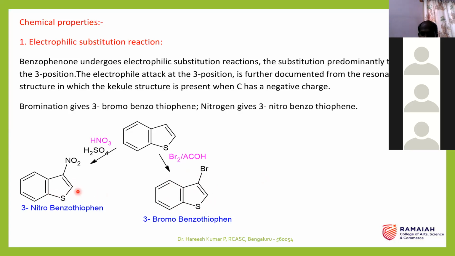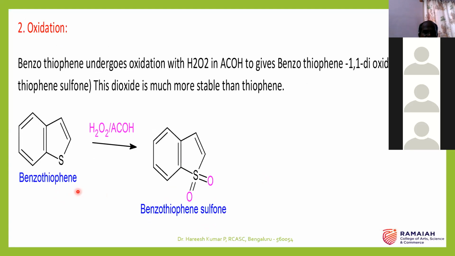With this, I will go to the next chemical property. The next chemical property is oxidation. Here the oxidizing agent is hydrogen peroxide. Hydrogen peroxide will add an oxygen to the sulfur. If it adds one oxygen to the sulfur, it is called a sulfoxide.